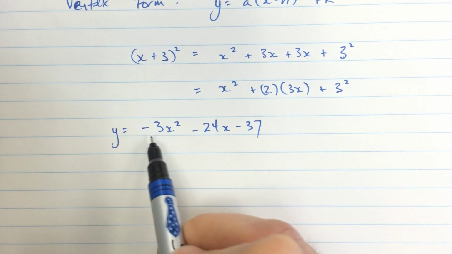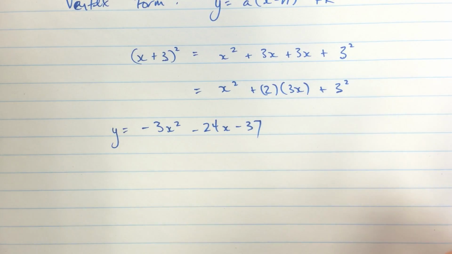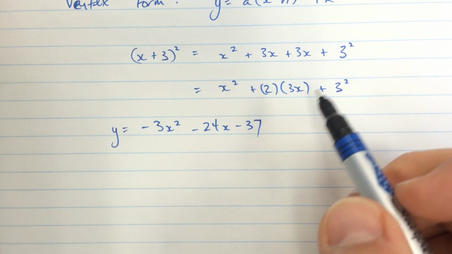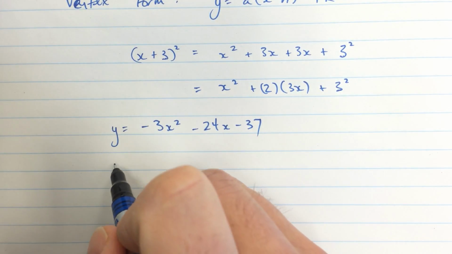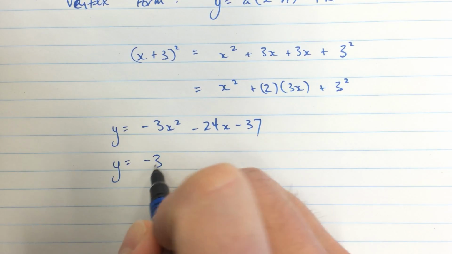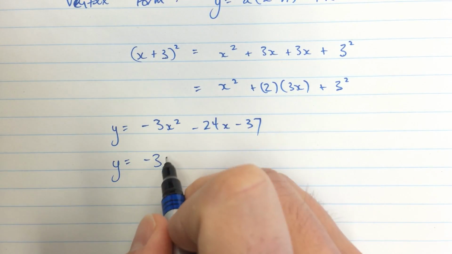The way this works, we're going to just work on the first 2 terms. We're going to leave this negative 37 alone until the very end, because otherwise we're going to do some work and then undo it again. So it's better to just leave it alone and come back to it. The first thing we're going to do is factor out the negative 3. That's the a value. We're going to factor it out of the first 2 terms, though.